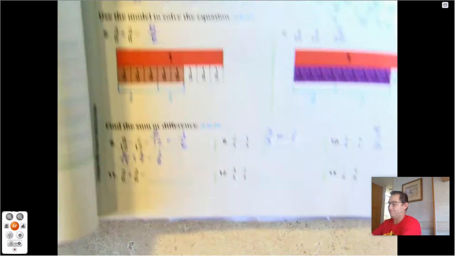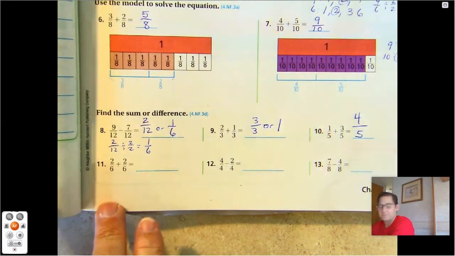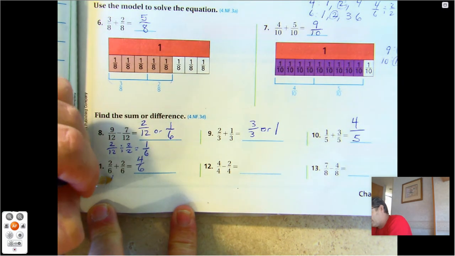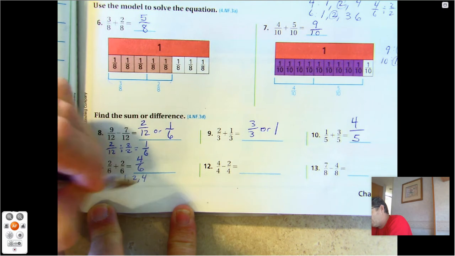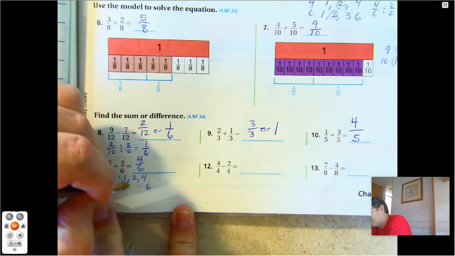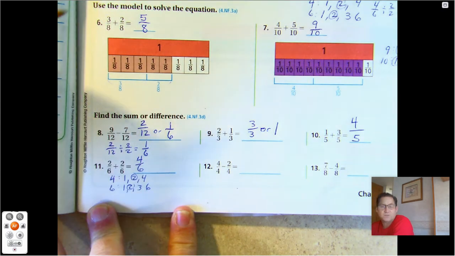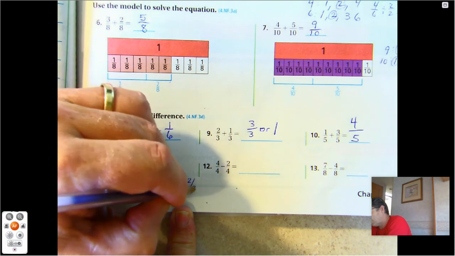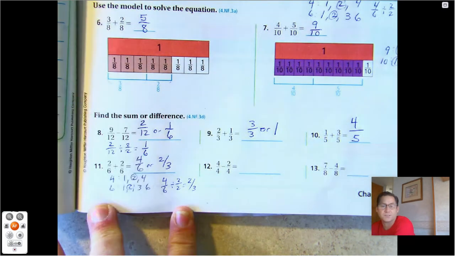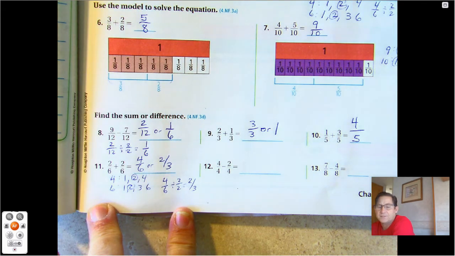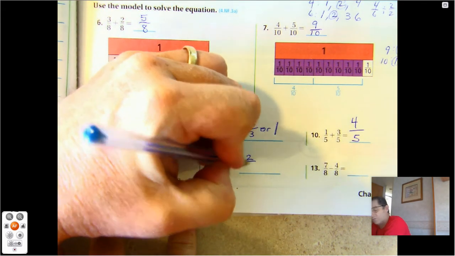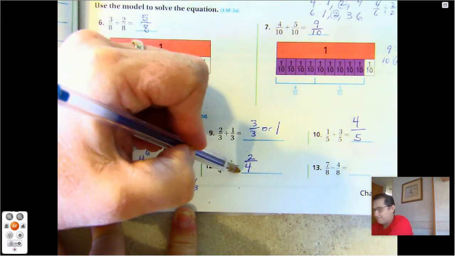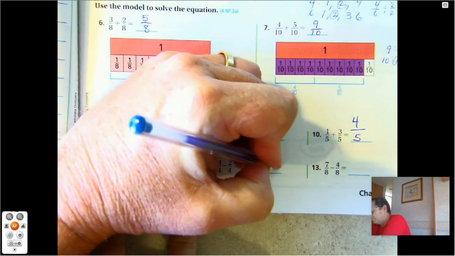Number 11, 2/6 plus 2/6. That's 4/6. Well, we know the factors of 4 are 1, 2, and 4. And 6 is 1 and 6, 2 and 3. So I can reduce 4/6 by a factor of 2. So 4/6 or 2/3. 4/4 take away 2/4. Well, 4 take away 2 is 2/4. And you should be able to recognize that 2 is half of 4. So 2/4 or 1/2.